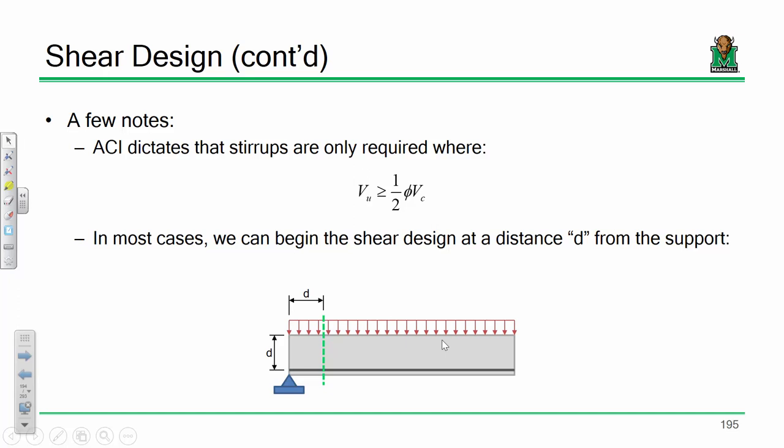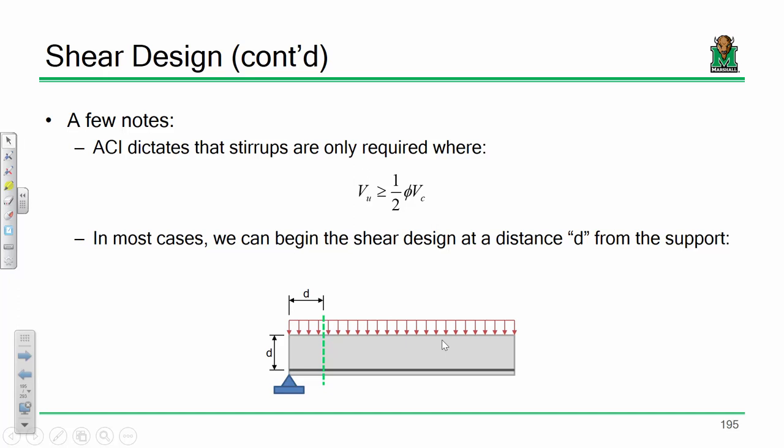But let me point you to a couple of things that you need to be aware of. First off, there's actually a lot more on this slide than it seems. So let me break this down slowly. First off, ACI says that you have to provide stirrups everywhere that the shear is larger than half of phi V_c. Now, you might just go, okay. Well, let's think about that for a second, okay?